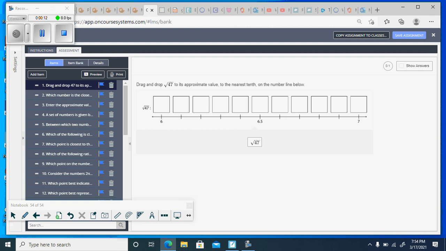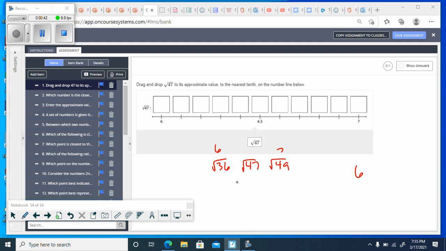Drag and drop square root of 49, square root of 47 to its approximate value to the nearest tenth on the number line below. Okay, it's going to be somewhere in this high range. Let's try the square root of 47. Square root of 47 is going to be between the square root of 49, which is 7, and the square root of 36, which is 6. So it's 6 point something.